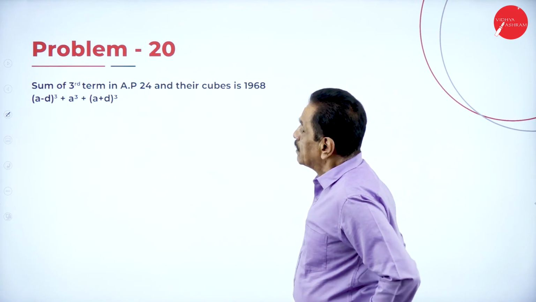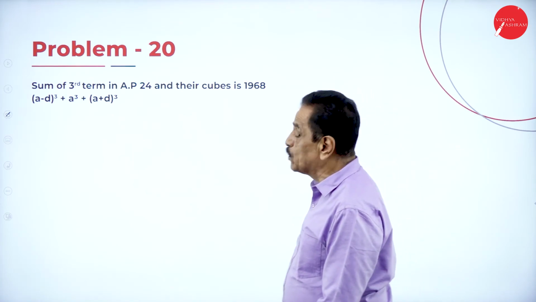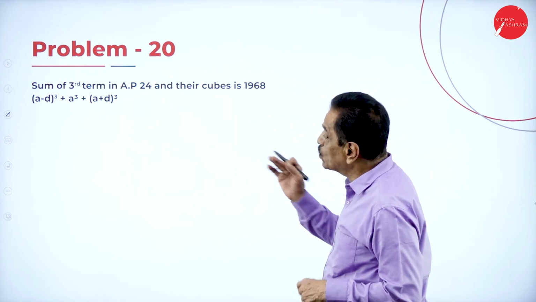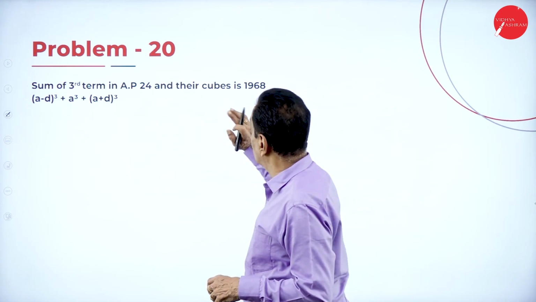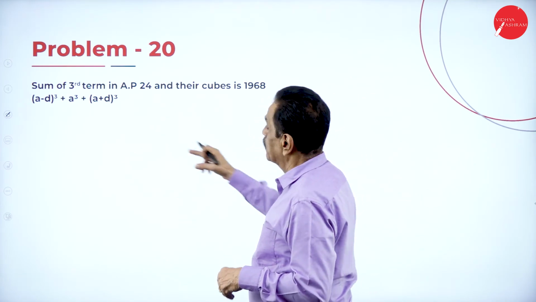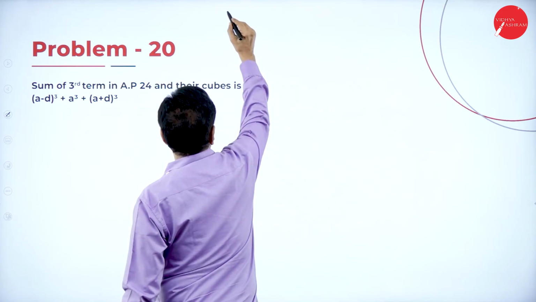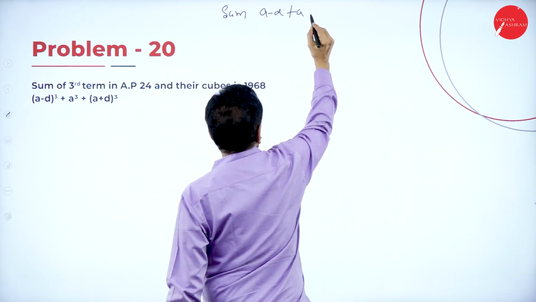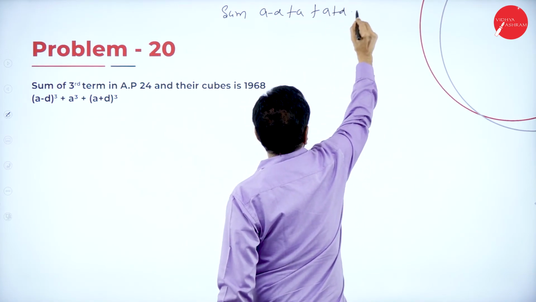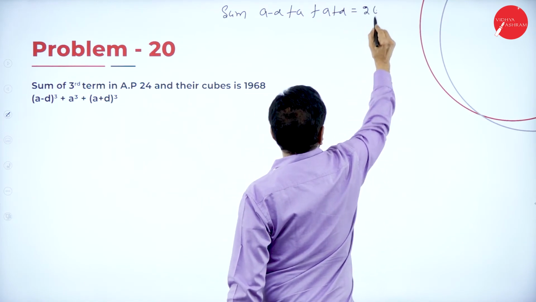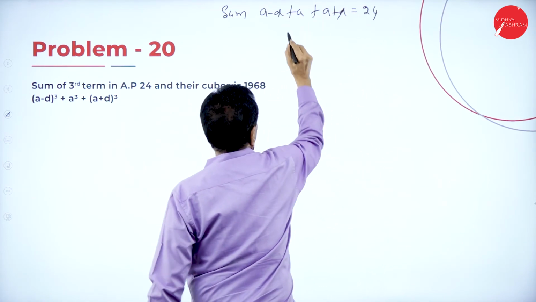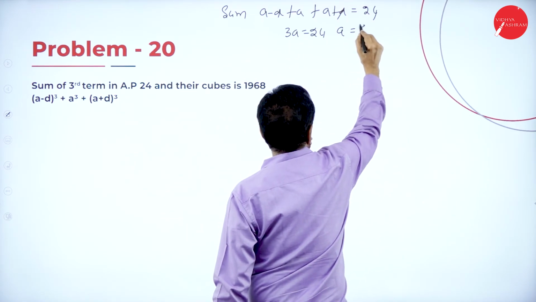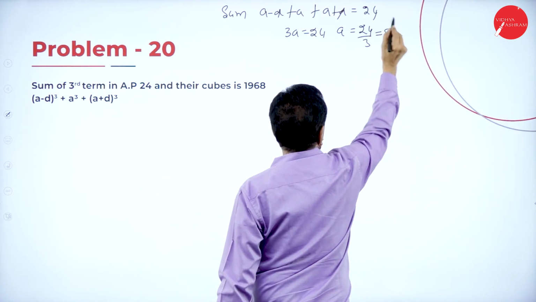Last problem. The sum of the three terms in AP is 24 and their cubes sum is 1968. It is not squaring. So sum is 24. Their cubes are like this. So we'll go with sum: A minus D plus A plus A plus D is equal to 24. D cancelled out. 3A is equal to 24. A is equal to 24 divided by 3, which is 8.